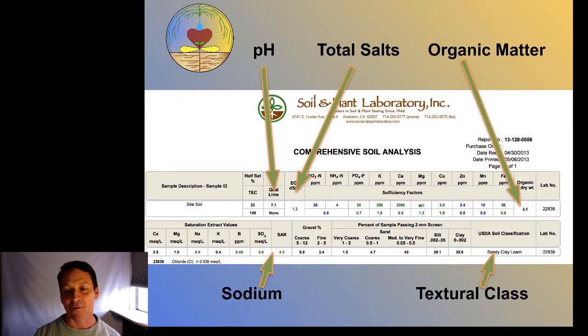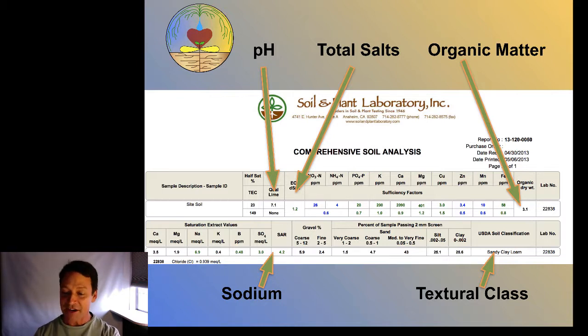So again, where on this chart are you going to look at these things? So here we've got the pH, right? This chart says it's a 7.1, so it's essentially neutral, slightly alkali. Depending on the plants that you're putting in there, that's pretty good. We've got soluble salts, 1.2. The SAR is 4.2. That might be a little high, but it's not that bad. It's pretty low. That's good.